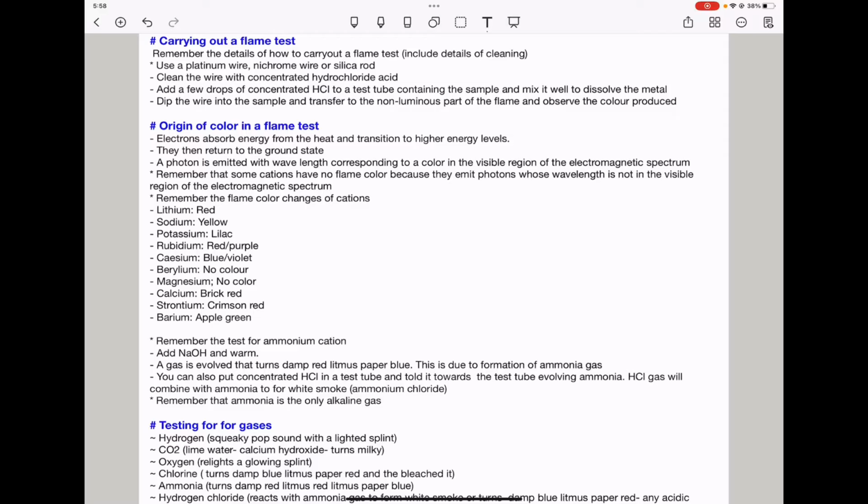On this note, you need to remember that some cations have no flame color, and that is because the photons emitted have a wavelength that does not correspond to any color in the visible region of the electromagnetic spectrum. Examples include magnesium as well as beryllium.